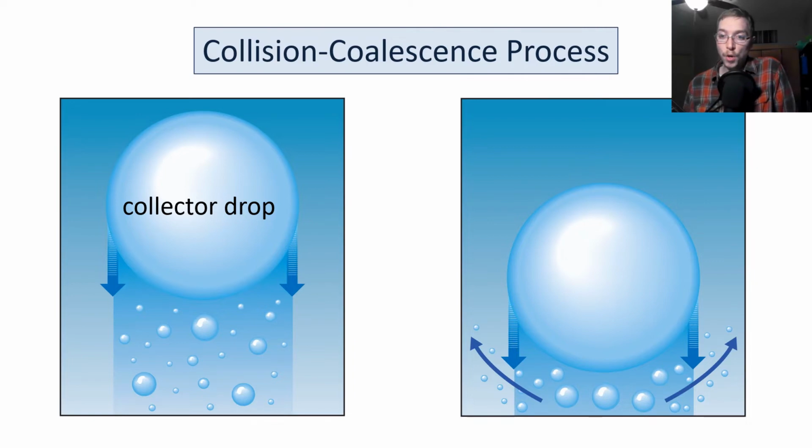When collision occurs, drops either bounce apart or coalesce into one larger drop. Coalescence efficiency is very high, indicating that most of these collisions are going to result in a coalescence, so the drop is going to expand in size. Collision and coalescence together form the primary mechanisms for precipitation, especially in the tropics where warm clouds dominate.